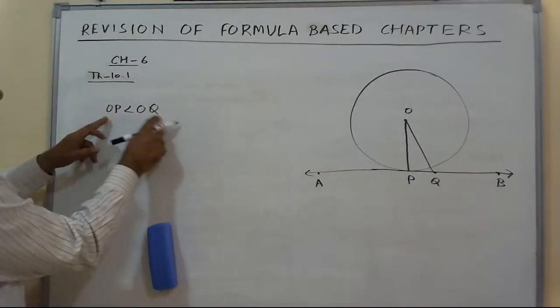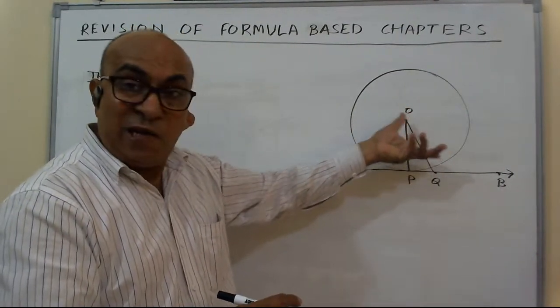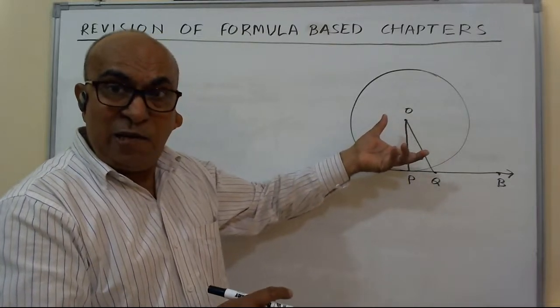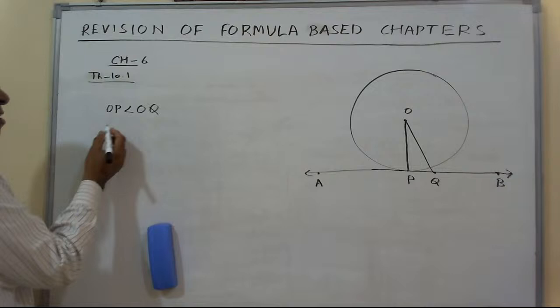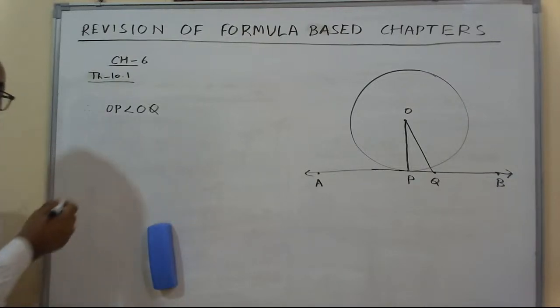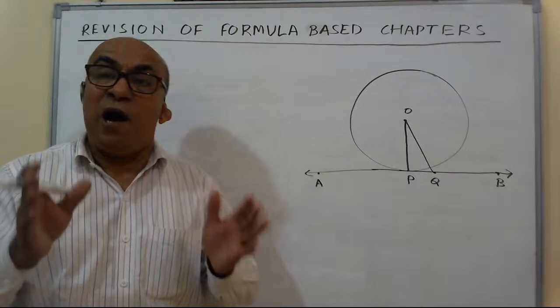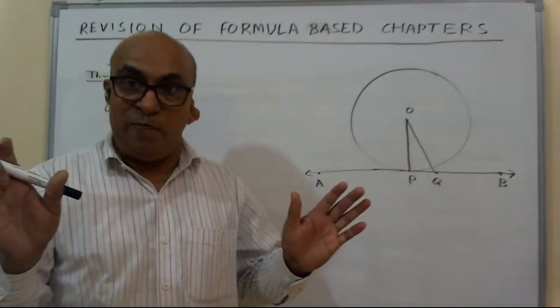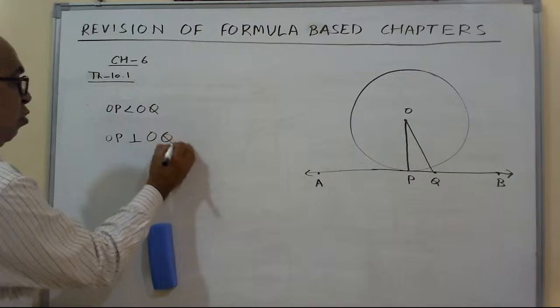Therefore, OP is less than OQ because OQ will be greater than the radius, right? OQ will be greater than the radius. Therefore, OP is less than OQ. And the smallest distance is always the perpendicular distance. That's why, therefore, OP is perpendicular to OQ.